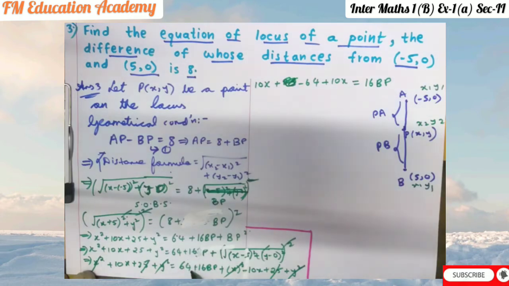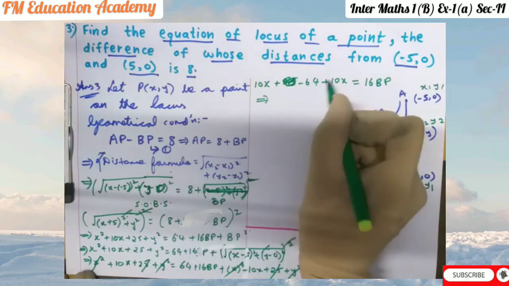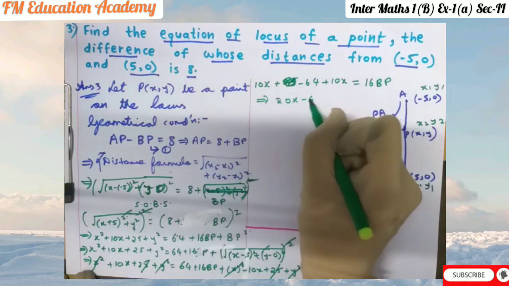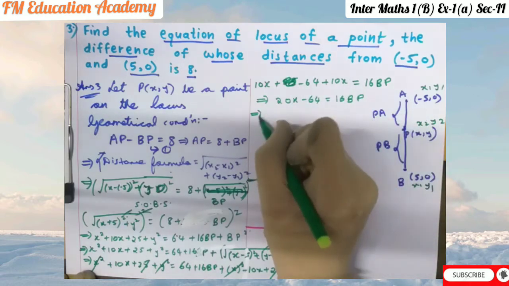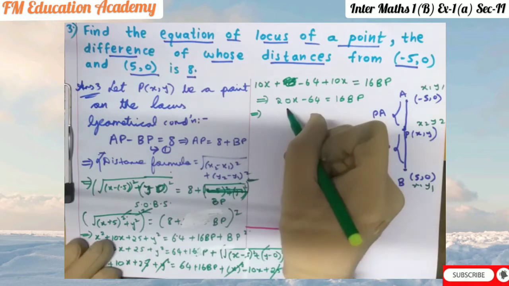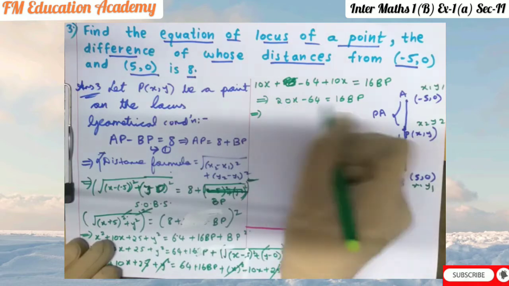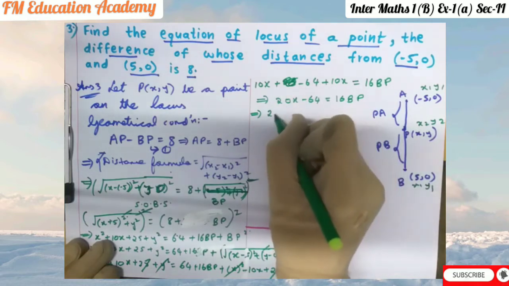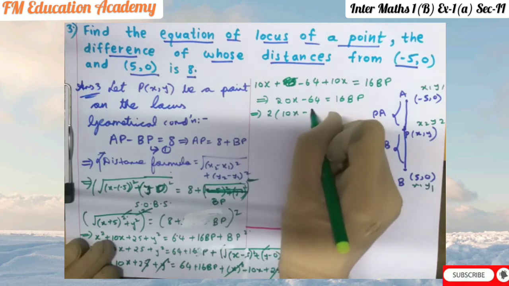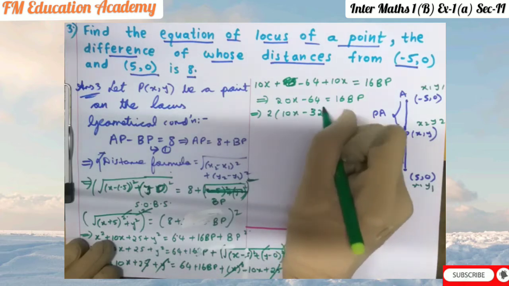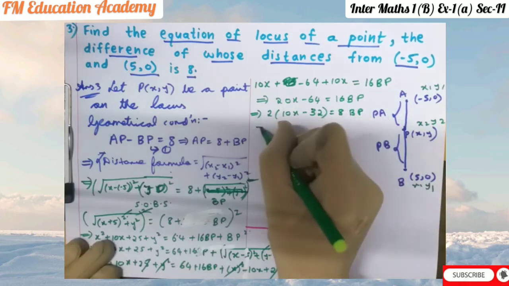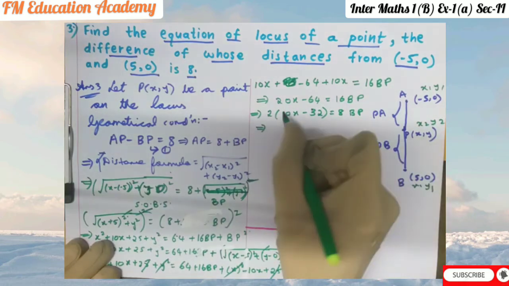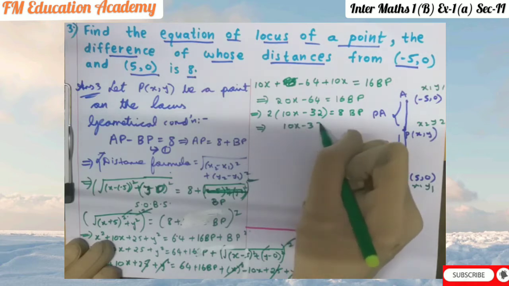plus 10x, 64, 16 BP and minus 10x was left. Okay, so 10x plus 10x is 20x minus 64 is equals to 16 BP. Now we can take out 2 from all of these. 2 10s are 20, 2 3s are 6, 2 2s are 4 and 2 8s are 16 BP. So we will be left with 10x minus 32 is equals to 8 BP.